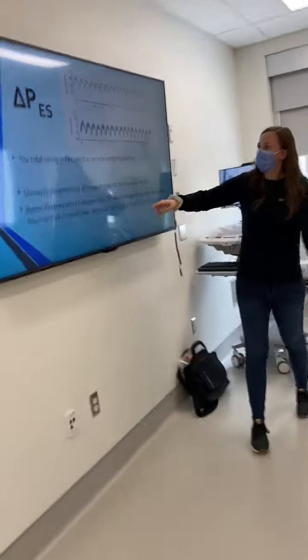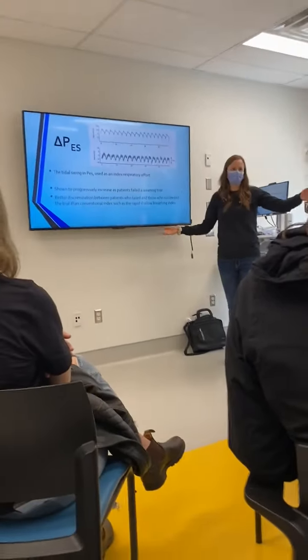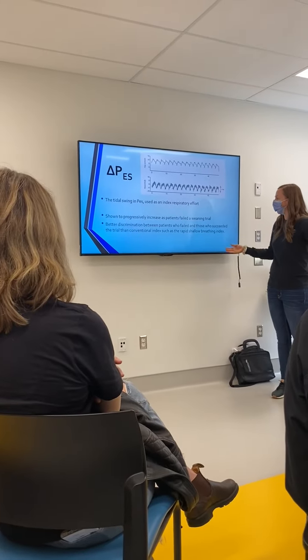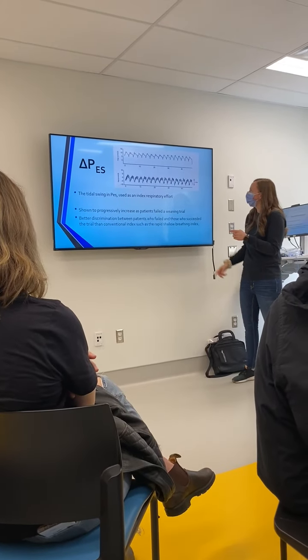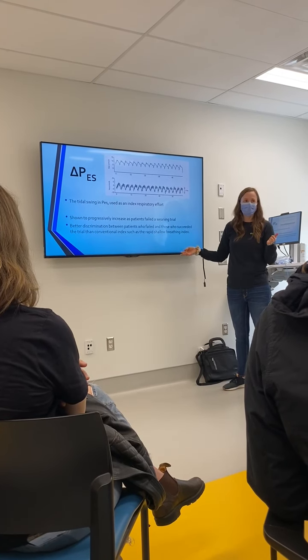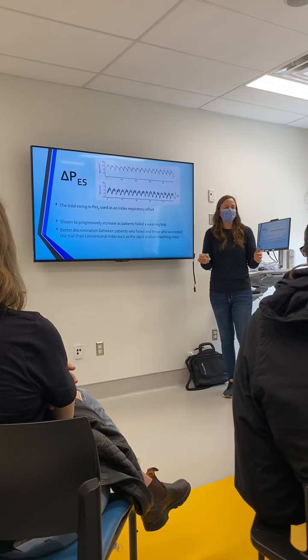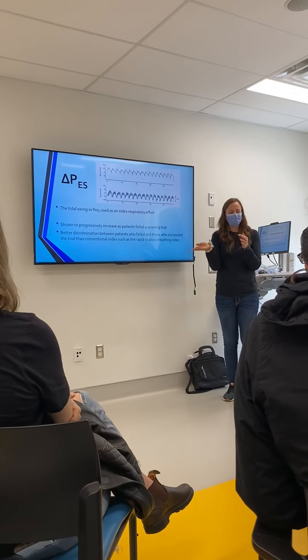So the tidal swing in esophageal pressure is used as an index for respiratory effort. The bigger the swing, the harder someone is working, which makes sense, the more negative the pressure. Studies are showing that this is more correlated to patients who fail a breathing trial than F over VT, which makes sense, right? F over VT is just respiratory rate divided by tidal volume.